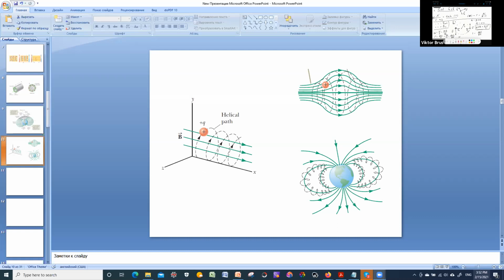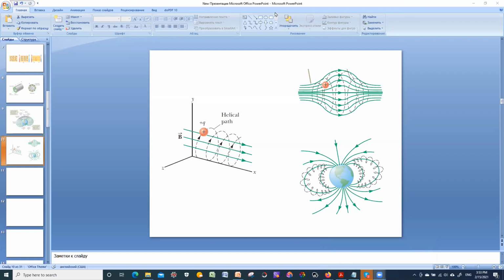So for Wednesday, we will continue studying the magnetic field, and we will deal more with the magnetic field created next to conductors with some electric current. So that will be our next topic. Thank you very much for your attention, and you're welcome if you have any questions.